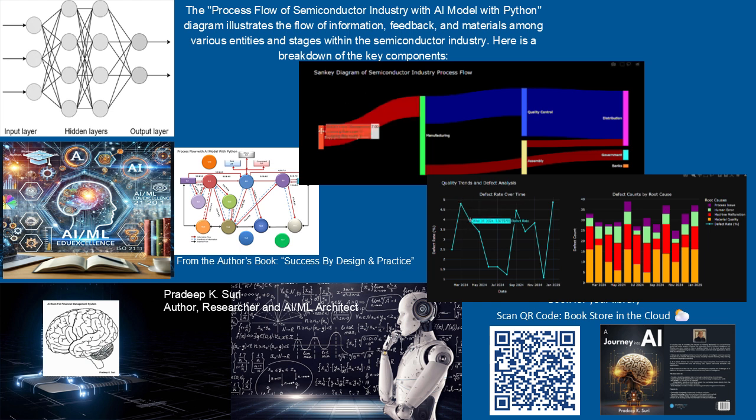The flow of information, feedback, and materials is depicted through distinct arrow types and colors. Key components. 1. Core entities. Each circle represents a primary process or entity in the semiconductor supply chain, such as 17.0, top left, represents the supply chain management entity responsible for sourcing raw materials.